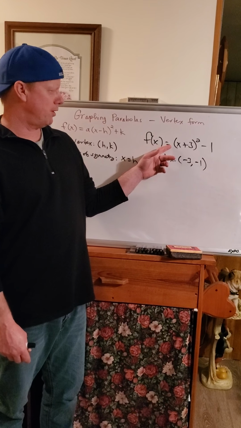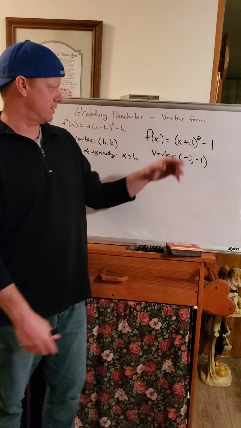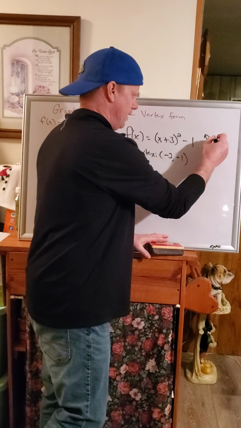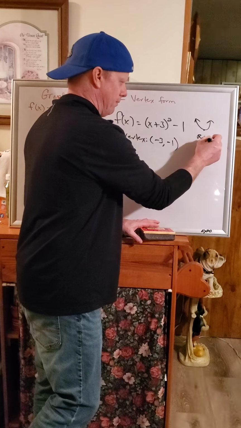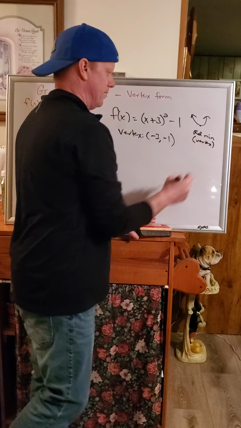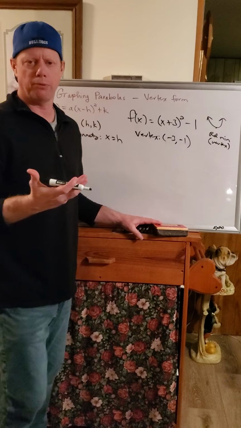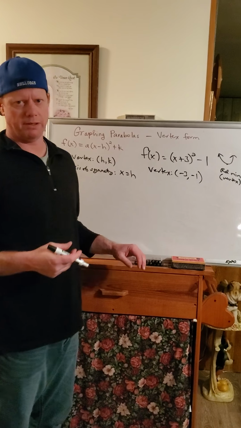I know this parabola opens upward because there's no negative sign in front, so that tells me that this parabola opens up. And that also tells me that I'm going to have a relative minimum here where my vertex is located, which is important. The most important point on a parabola is the vertex, because the vertex is always the lowest point or the highest point of a parabola.